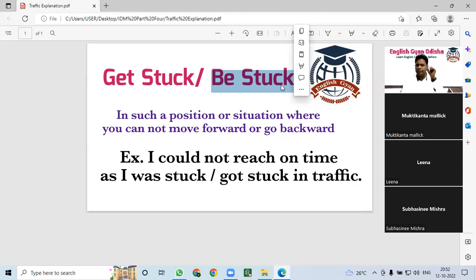So being in such a position, be stuck or get stuck means you are in such a position or situation where you cannot move forward or you cannot go backward.